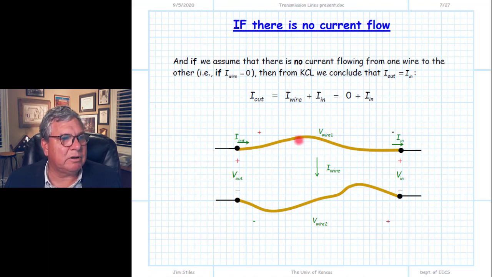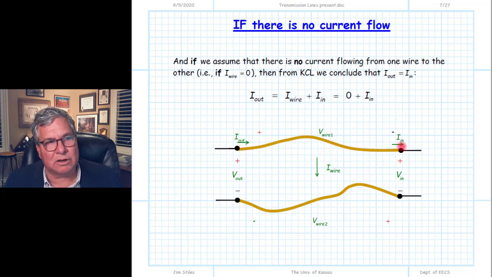Similarly, even though there is a voltage difference between the two wires, we assume that there will be no current flowing between these two wires. And if there's no current flowing from the top wire to the bottom wire, then by KCL, we would find that the output current from the source would be equal to the input current to the load, if, again, the current between the two wires were equal to 0. If we assume that's true, then we get an equality with respect to input and output current.